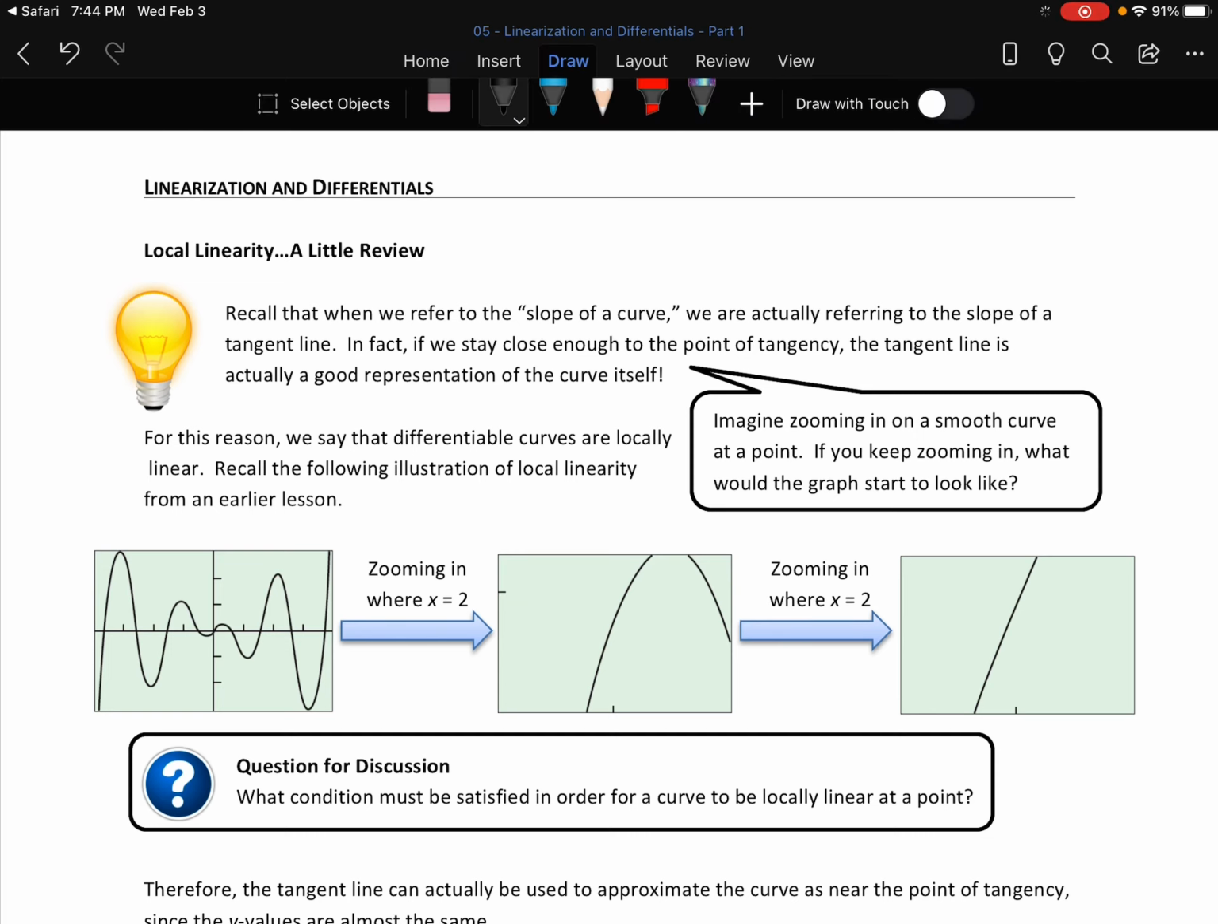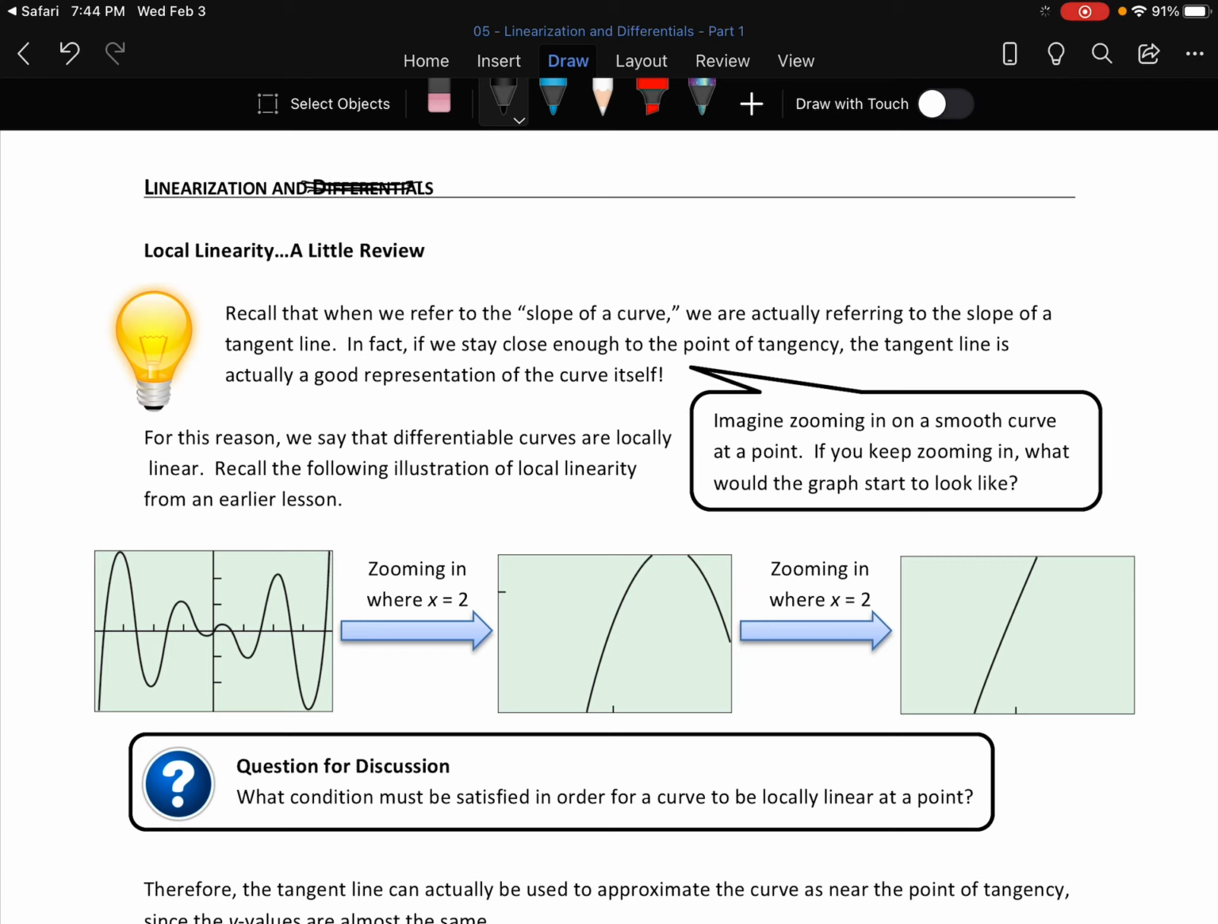Let me just get out my pen there and say, okay, well, we're not even really going to talk about differentials today. So let's talk about local linearity. And it says a little review here, but I'm not sure how much of a review it is. But we just have to bring something up that was maybe only partially obvious before. Recall that when we refer to the slope of a curve, we're actually referring to the slope of a tangent line. See, curves don't precisely have slopes.